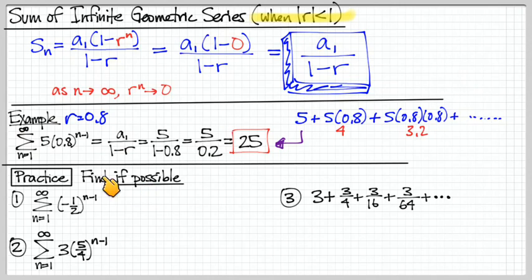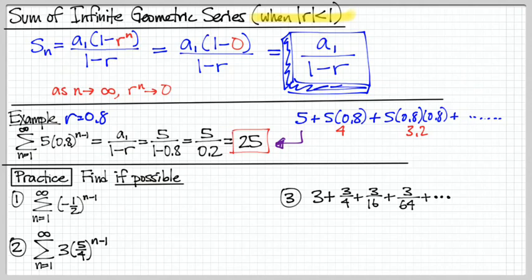Okay, so try out these next few problems. I'll give you a hint: they might not all be possible. Again, we need to check, is the absolute value of r less than 1? If it's not, we cannot apply this. In that case, the geometric series gets bigger and bigger and bigger.